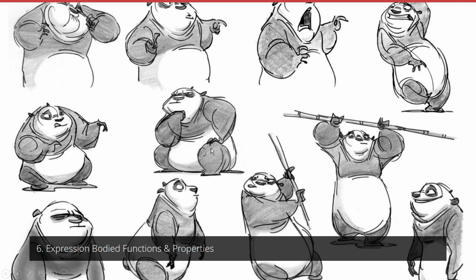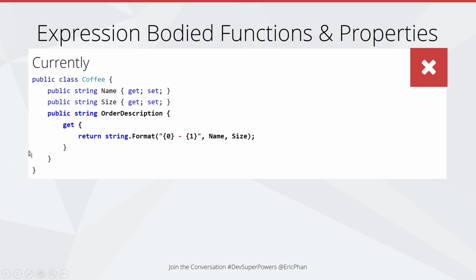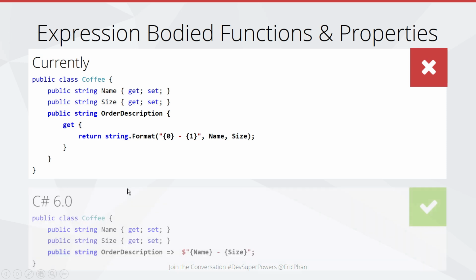All right, next up is expression-bodied functions and properties. Quite often we'll have to do a calculated column on our class. For example, for the coffee one where we had name and size, the order description would just be name dash size, and we'd do a read-only property like this. In C# 6, we can simplify that down to a more lambda-like statement.